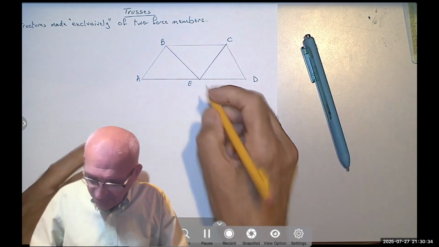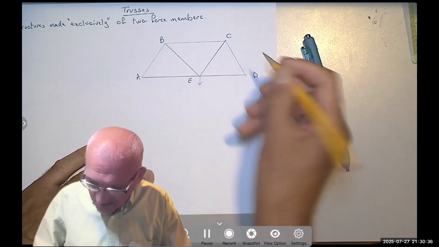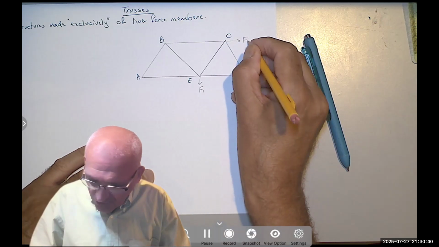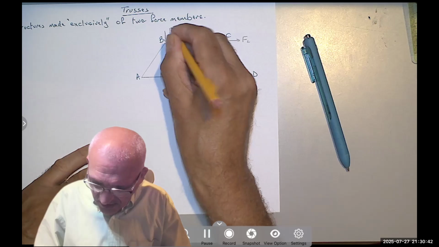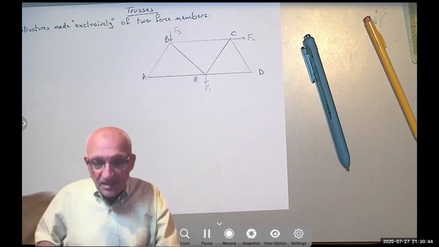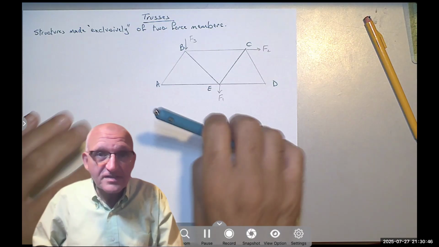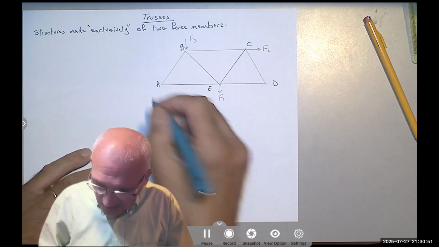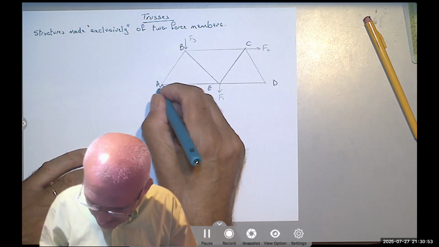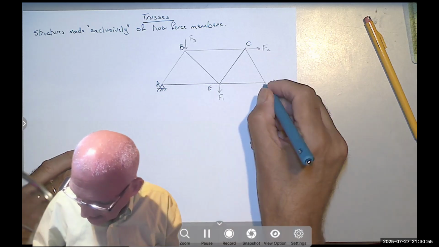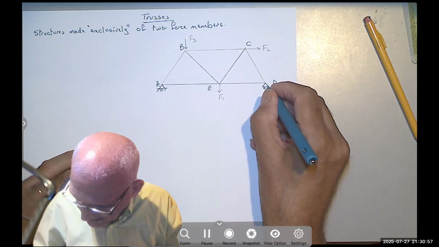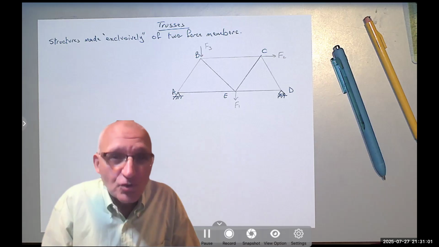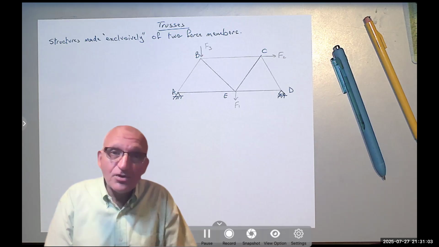And maybe there are some forces. So there is a force here, let's say F1. I have a force here, F2, and a third one here, F3. And in order for this truss to be statically determinate, I will have, say, a pin on one side and a roller on the other. Now, let's think about the number of unknowns that we have and the number of equations.